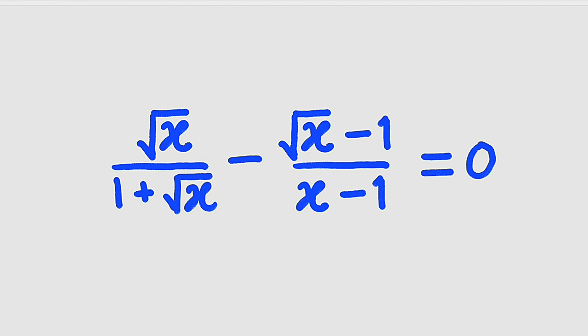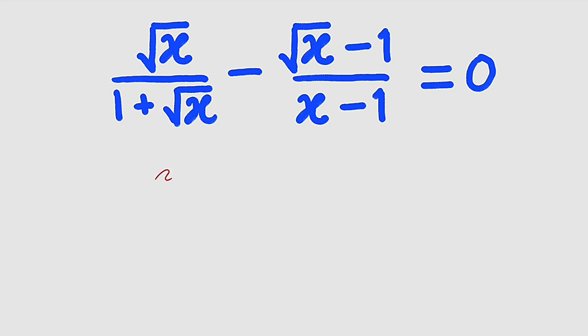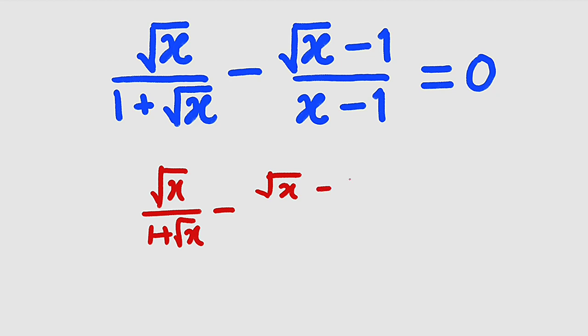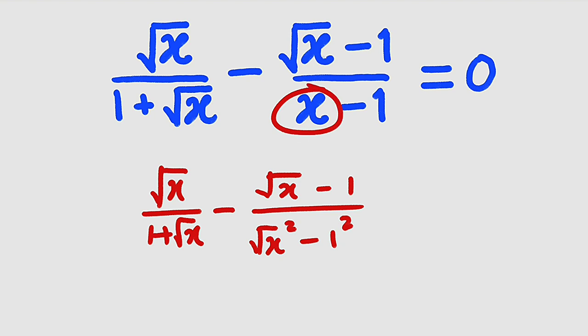So now let us rearrange it. We have the square root of x divided by 1 plus the square root of x, minus the square root of x minus 1 divided by the square root of x squared minus 1 squared. This squared is the same thing as x, right? And 1 squared is still 1. So we have not changed anything. The whole of this equal to 0.